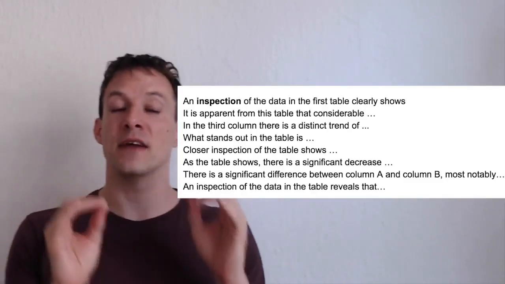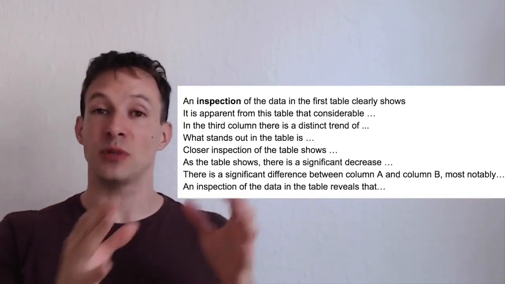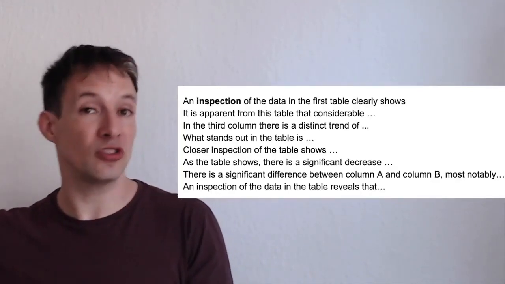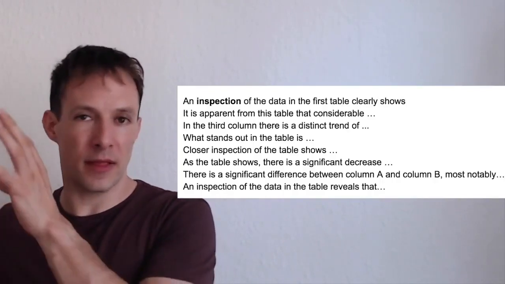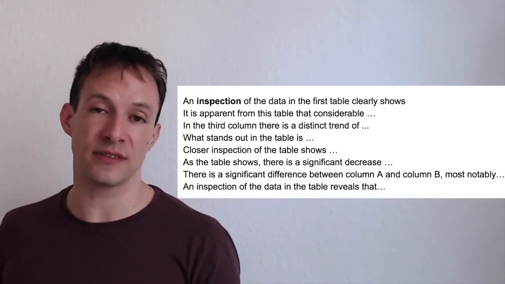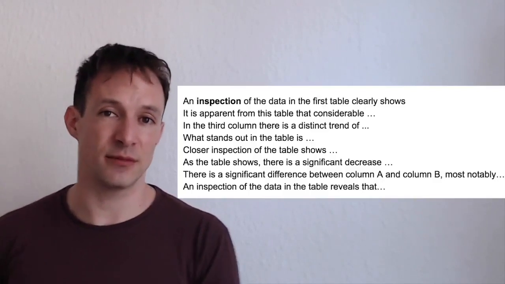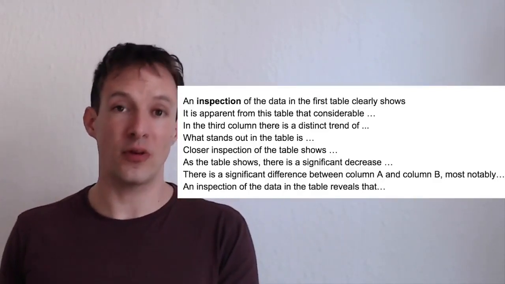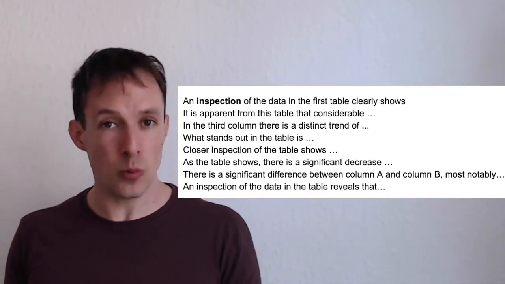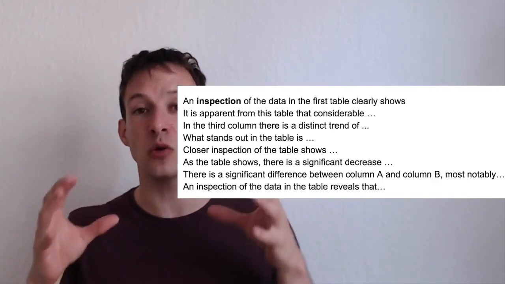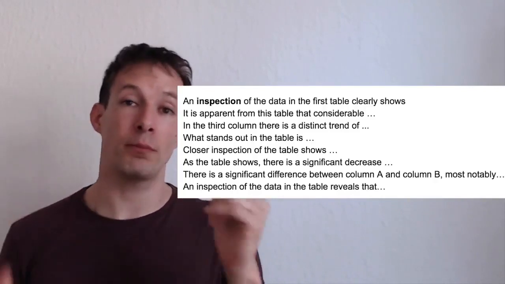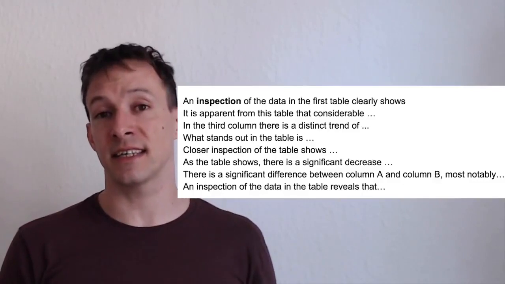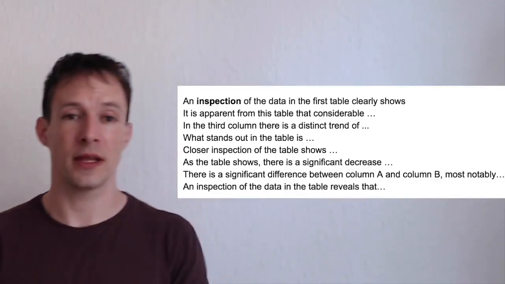Next one. There is a significant difference between column A and column B. Most notably, there is a 500% difference for the final year, something like that, okay? This is another useful phrase, because if you use it appropriately, it's going to force you to make comparisons, which is one of the criteria for IELTS Academic Task 1.